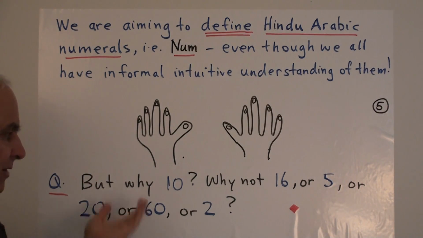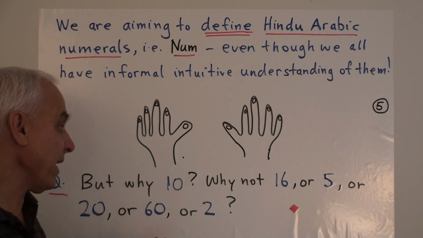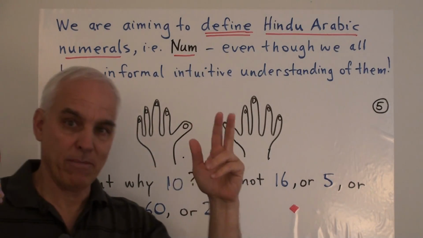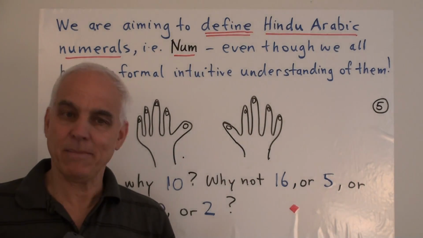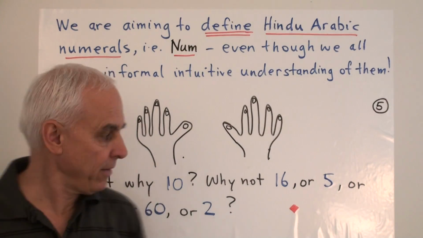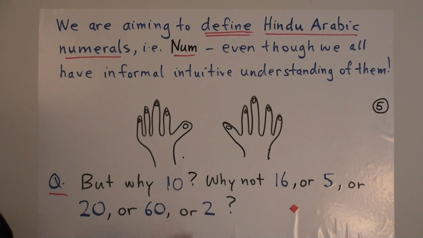But from a mathematical point of view, we could readily ask, well, why 10? If we're going to create this system, this sort of official mathematical system, does it make sense to base it on 10? Won't that make it rather arbitrary? How about 16, or 5, or 20, or 60, or 2, in fact?